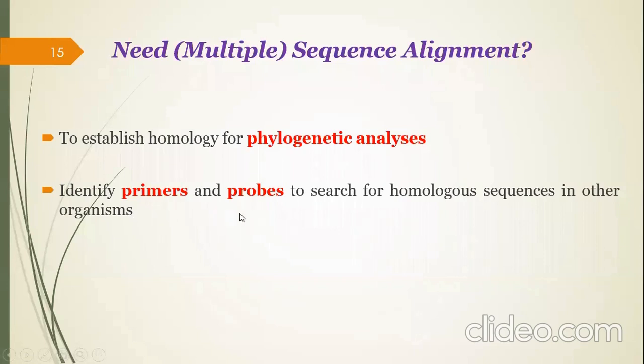We will be talking about these in detail in the later lectures actually. ठीक है, phylogenetic analysis पे भी पूरा, we have a whole lecture on phylogenetic analysis. But the bottom line is, for phylogeny, for primer and probe designing, we will need multiple sequence alignment. So this is how multiple sequence alignment is important.